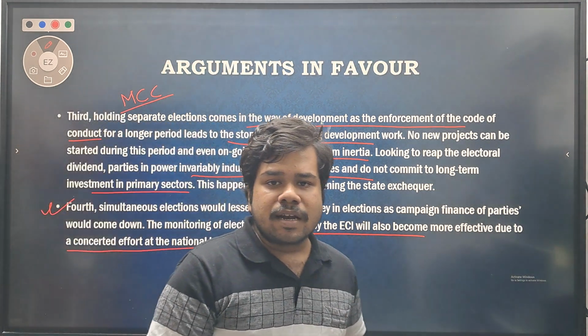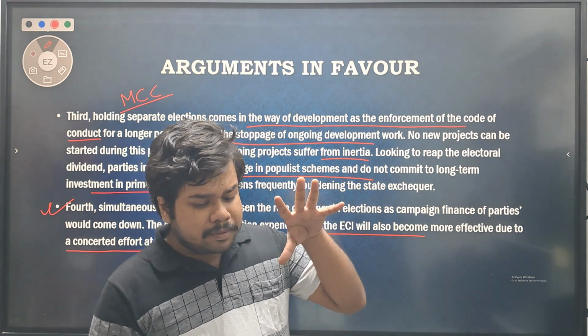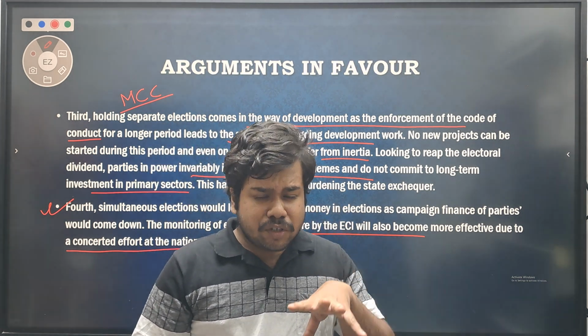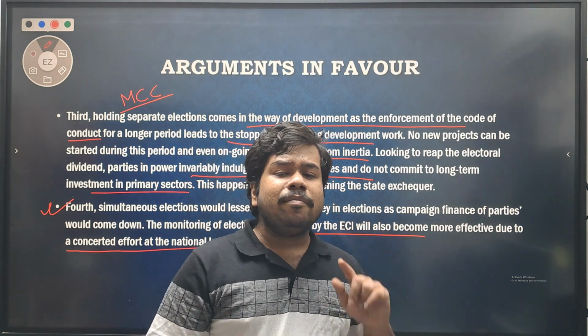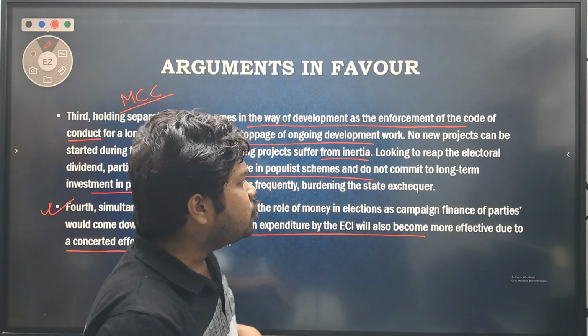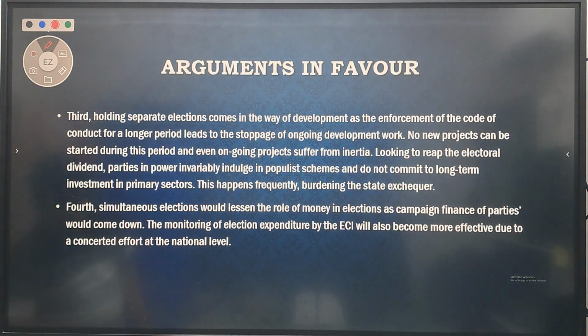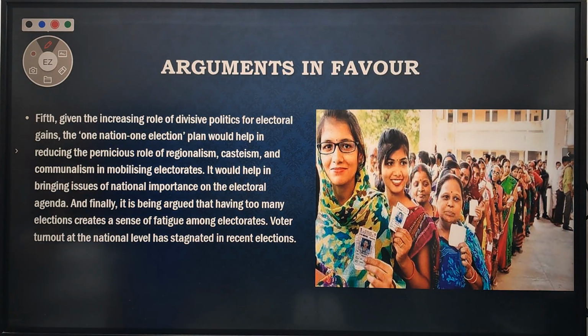According to the Election Commission, the expenditure may come down to even 1/4 to 1/5 if simultaneous election comes into the picture. Okay. Next, come to the fifth point.